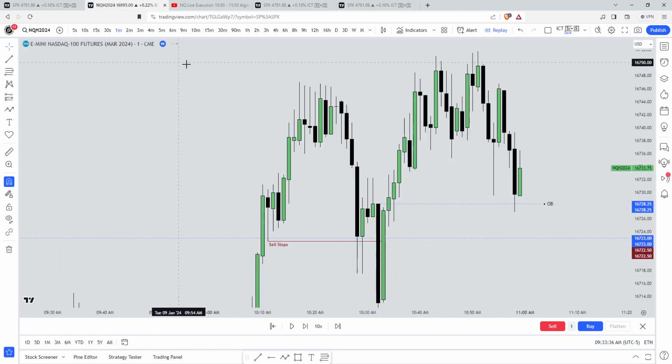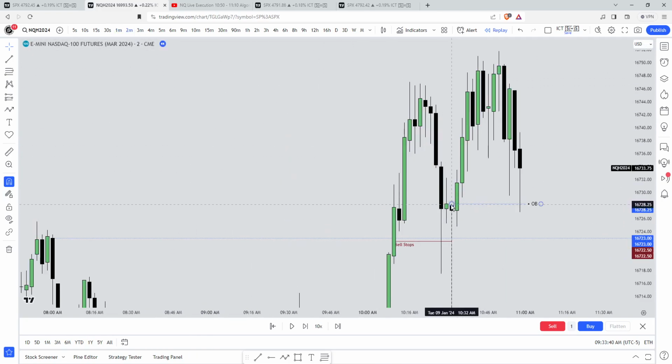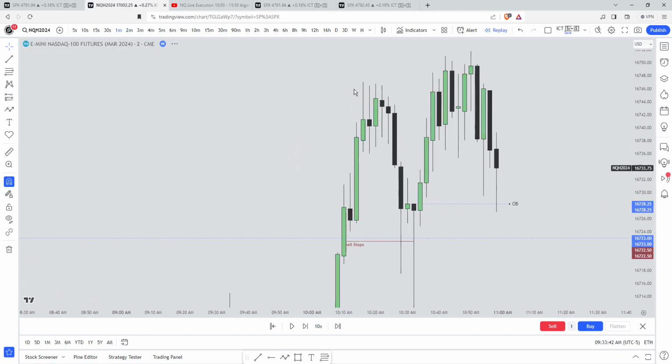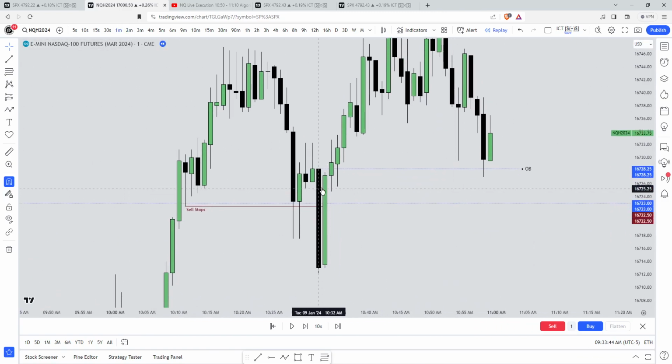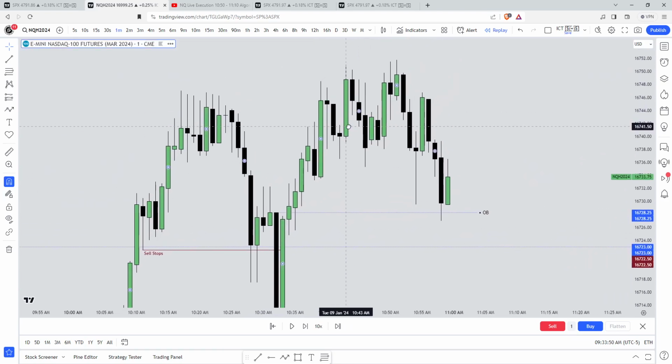So if you were just looking at a 1-minute, you're thinking, all right, well, it's invalid now, but that's not true, because look at the 2-minute, created a fair value gap right there. Price returns back to that order block. This is significant because this order block swept liquidity, expanded higher, created a change in the state of delivery.